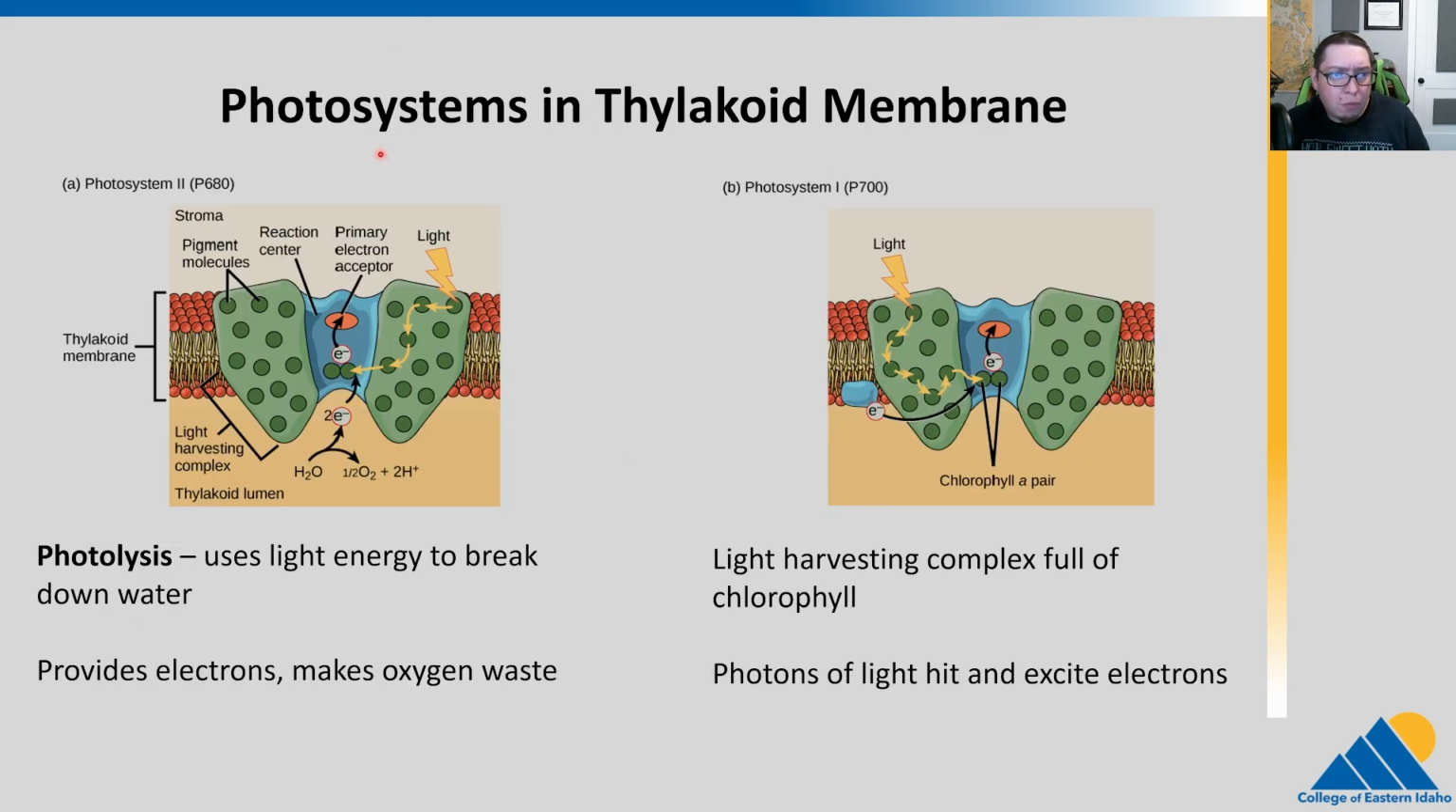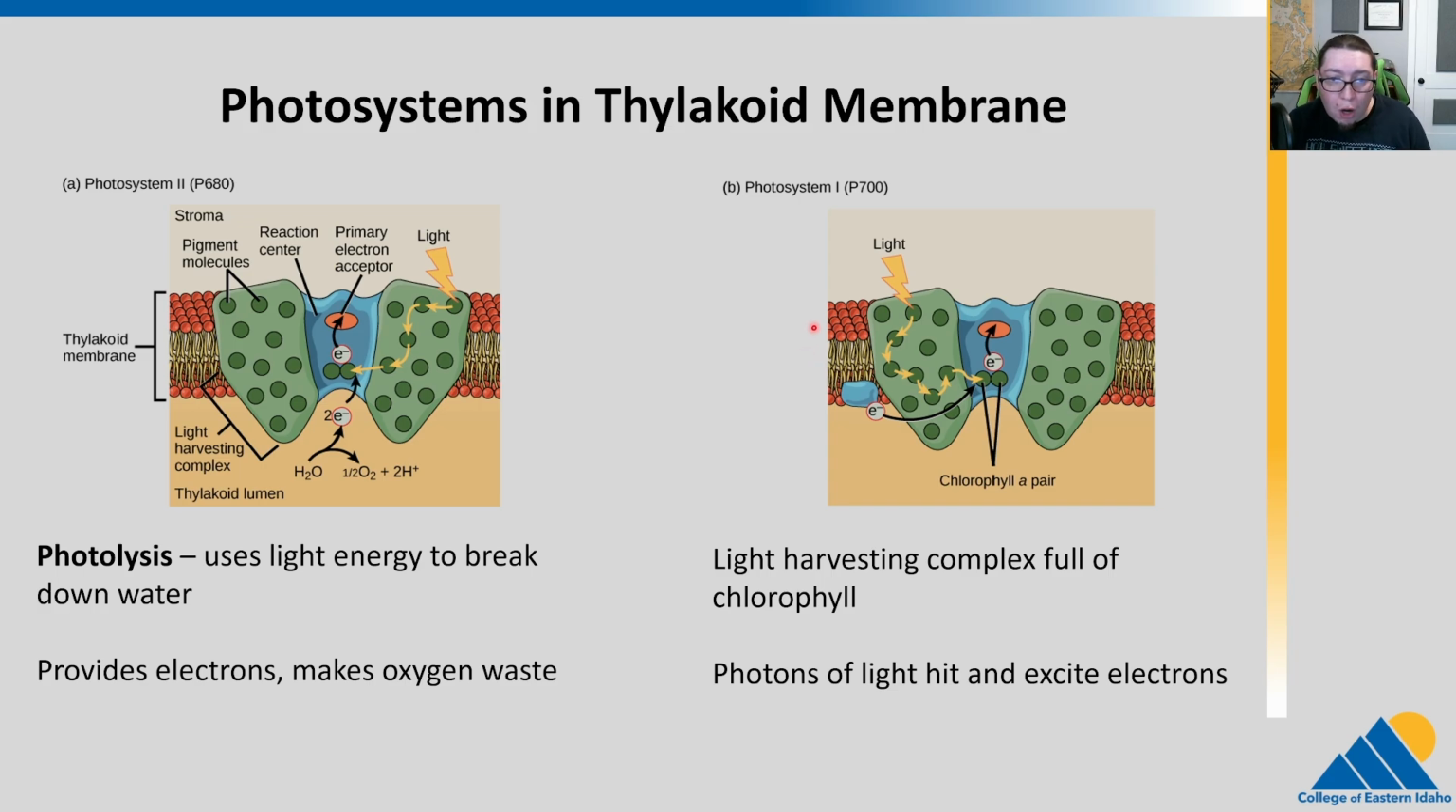The photosystems are in the thylakoid membrane, and the pigment molecules are embedded in the photosystem. Here's photosystem 2, and it uses light energy basically to break apart water. We get electrons from that, we get hydrogen ions, and our waste product, oxygen. One quick addendum: this process where we're breaking water into the electrons and the oxygen is called photolysis, or basically light breaking. So we're using light energy to break apart the water. It provides the electrons and generates our oxygen waste.